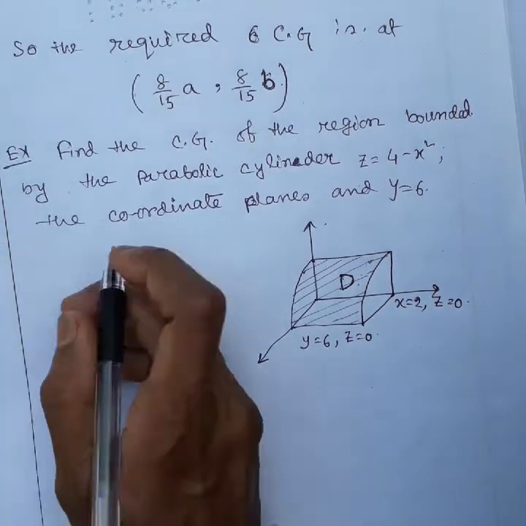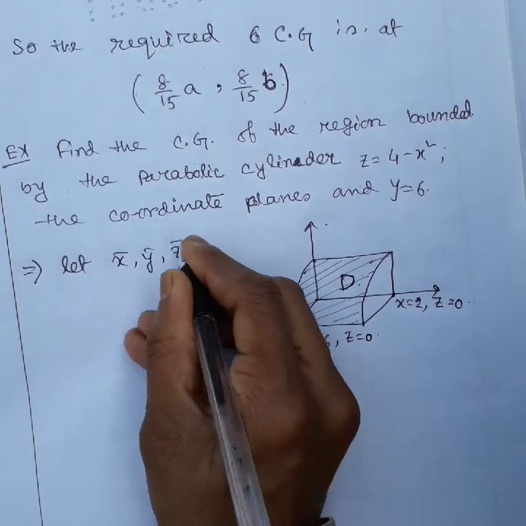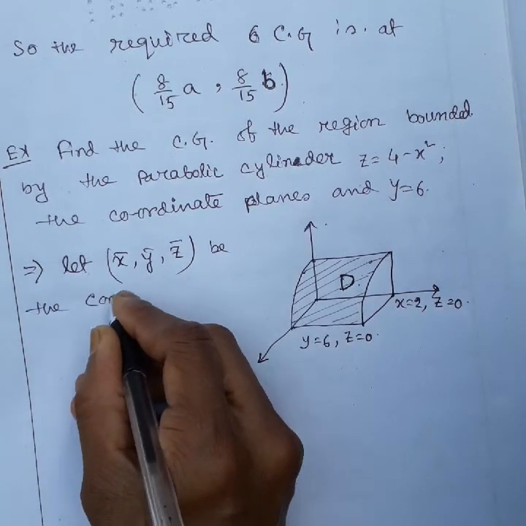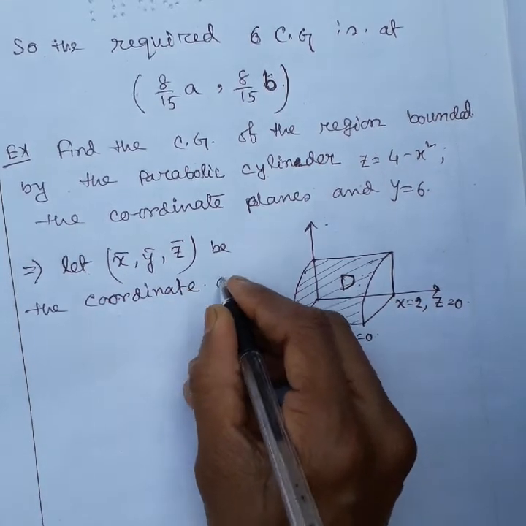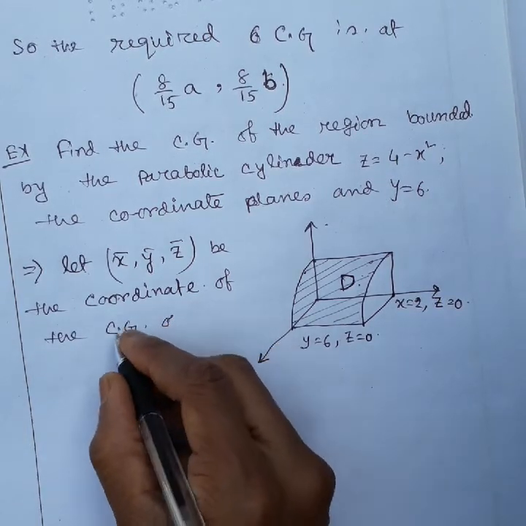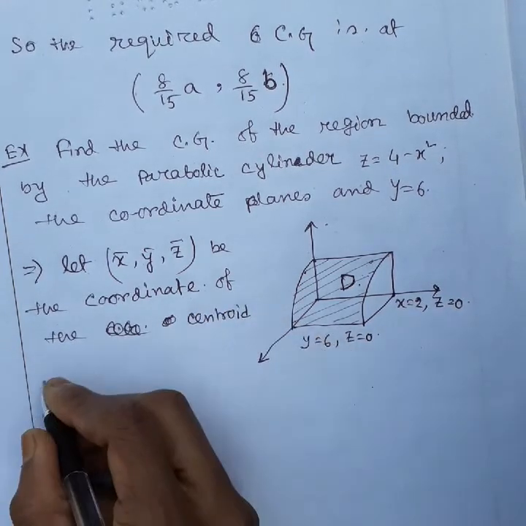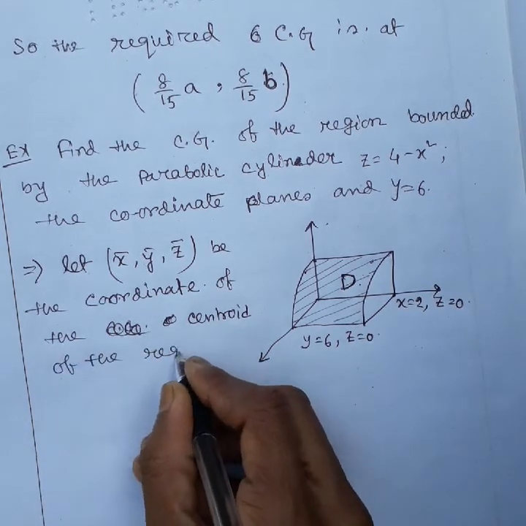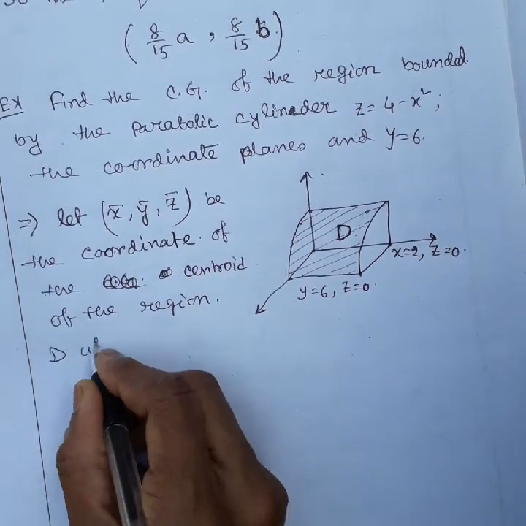Okay, so let x bar, y bar, z bar be the coordinate of the center of gravity. This is the centroid of the region. Okay, region D, which is shown in the figure.